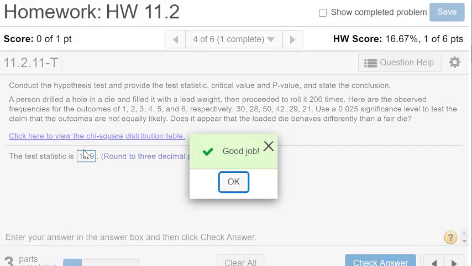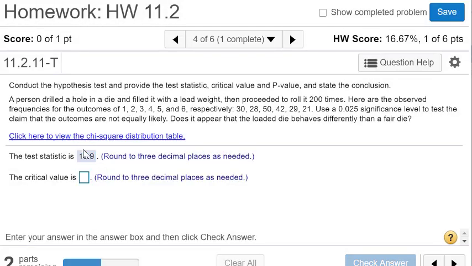We don't have to round off anymore because it only goes that far. Now the critical value, since we have StatCrunch open, let's take a look at this critical value here. So the degrees of freedom is going to be the number of categories minus 1. So that's 6 minus 1, that's going to be 5. And we want a 0.025 significance level.